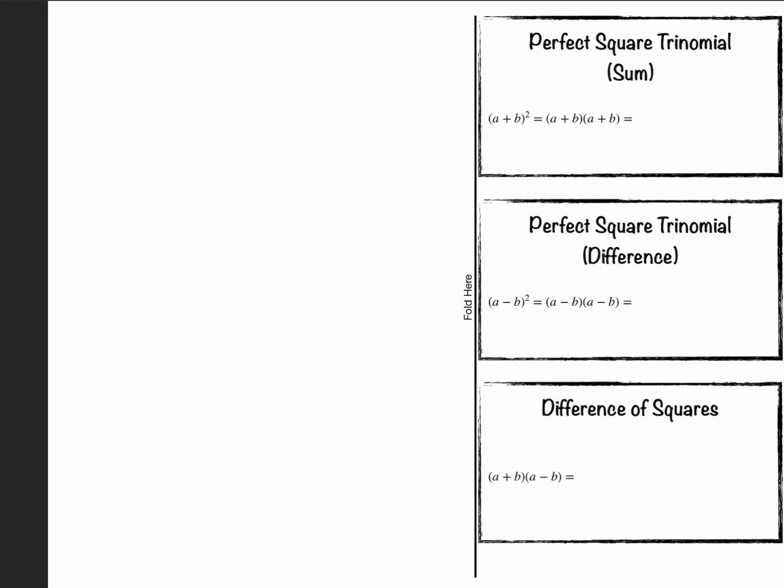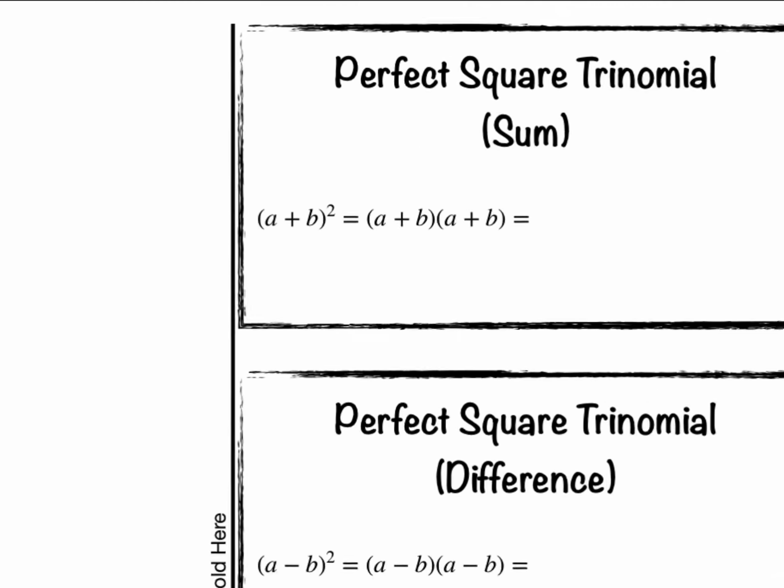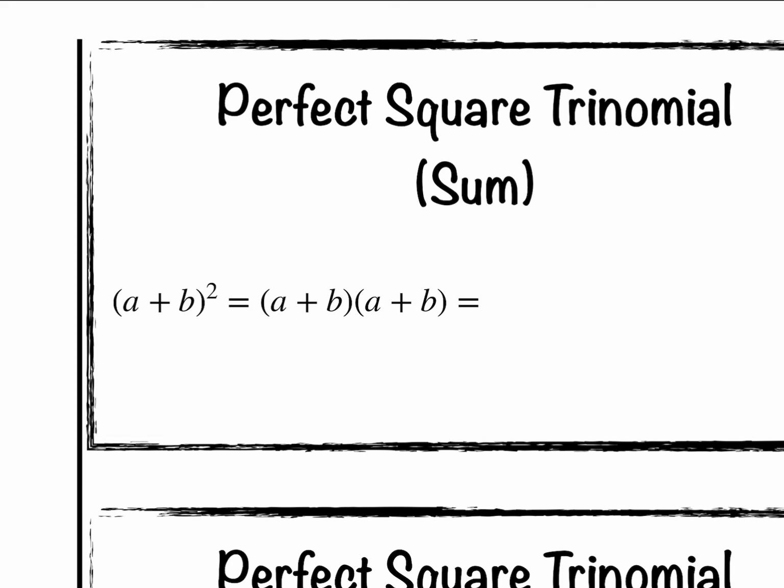So now that we have gone over multiplying polynomials, we're going to take a special look at some special cases. When we are multiplying binomials, there's three special cases that we're going to talk about. Remember, a binomial just means that it has two terms in our polynomial.